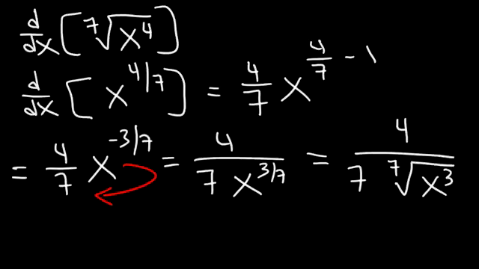Now, if you want to, you can rationalize the denominator, but I'm not going to worry about that in this example. So I'm going to leave the answer like this. And so that's how you could find the derivative of a radical function.